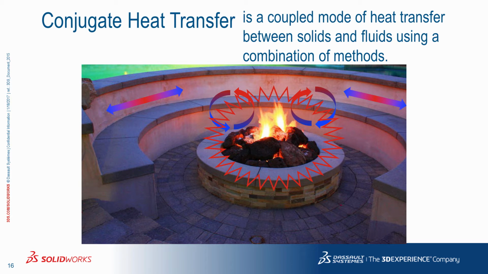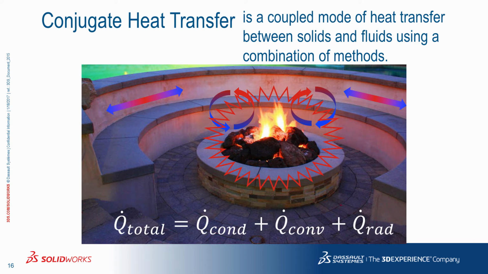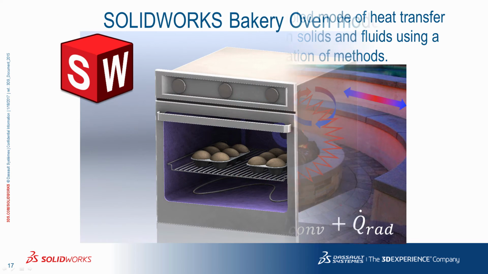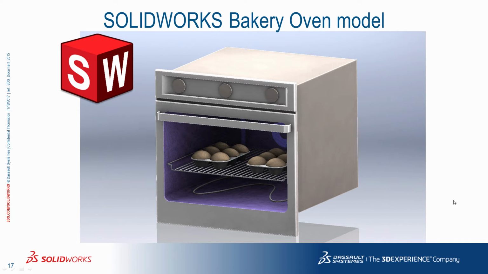So these heat transfer methods are all happening at the same time. And prior to the 1960s, though, they were trying to solve this problem by doing these all separately. And that didn't lead to the most accurate solution. So they started investigating doing a coupled mode of heat transfer between the solid and fluids using a combination of methods. And that's what is defined as a conjugate heat transfer problem. Depending on where you're looking at, you can have a combination of any one of these, conduction, convection, and radiation occurring. Which now brings us back to our SOLIDWORKS bakery oven model.